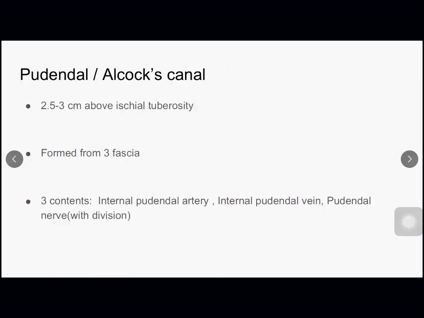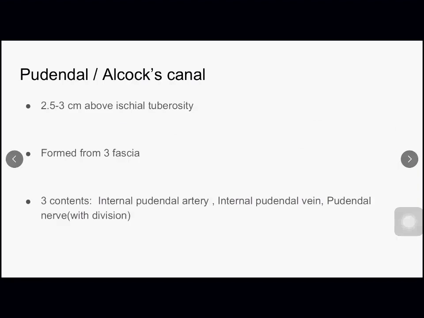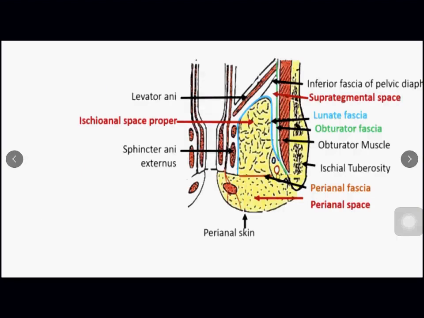Now let us talk about the pudendal canal or Alcock's canal. This pudendal canal is a fascial tunnel extending from the lesser sciatic foramen up to the deep perineal pouch. This is in the lateral pelvic wall. This landmark is about 2.5 to 3 centimeter above the ischial tuberosity. It is formed from three fascia. You can see the blue color lunate fascia will also contribute to this pudendal canal. The fascia covering the obturator internus will also contribute, and the perineal fascia will also contribute. So this pudendal canal is derived from three fascias.